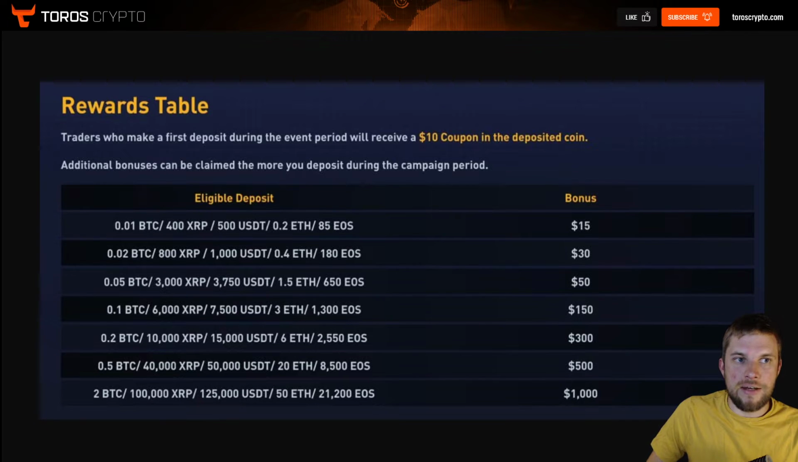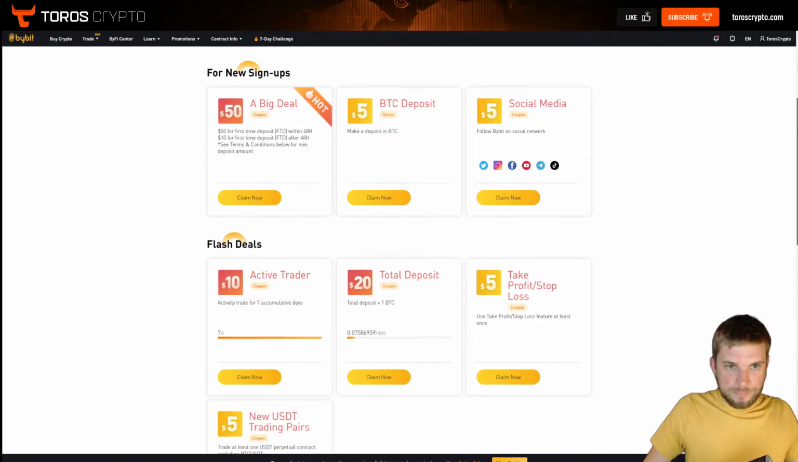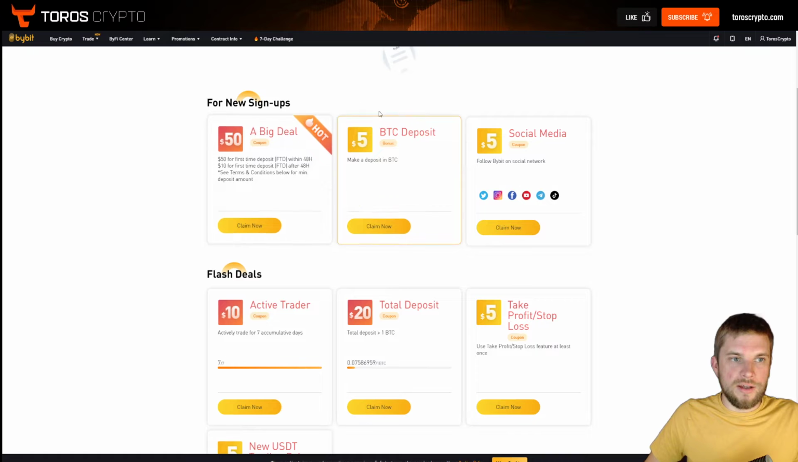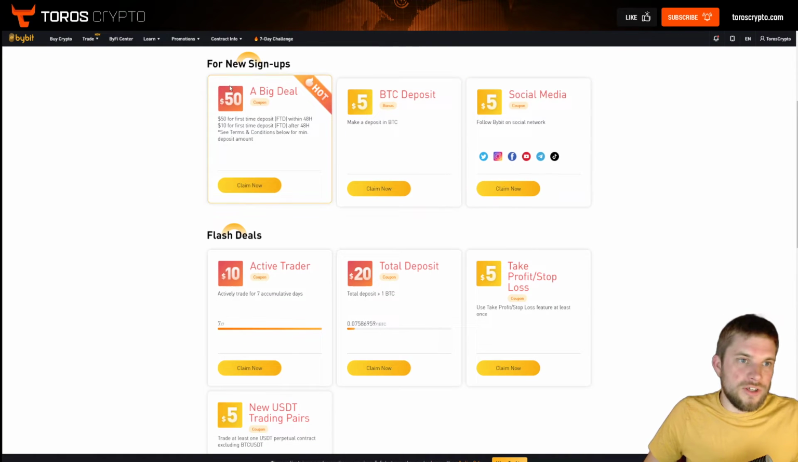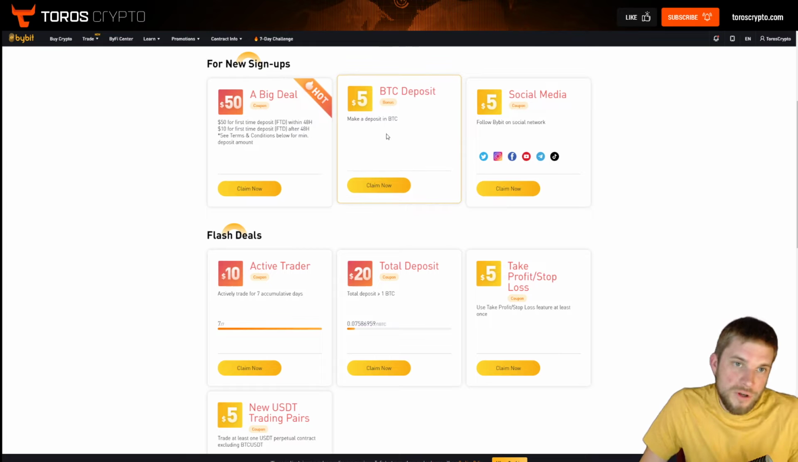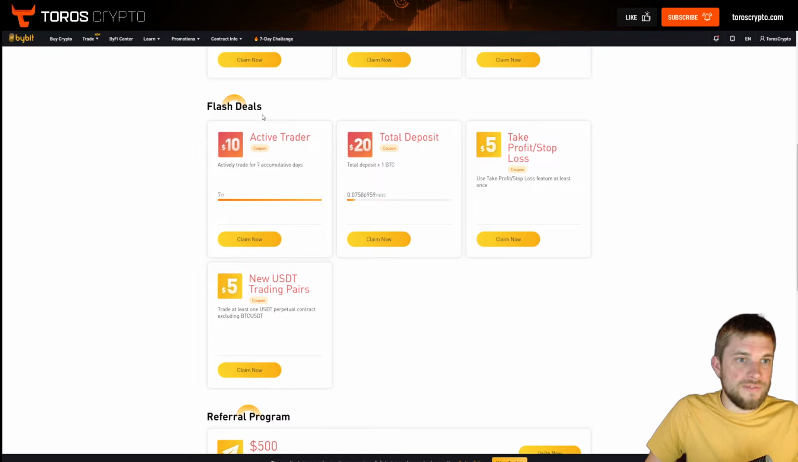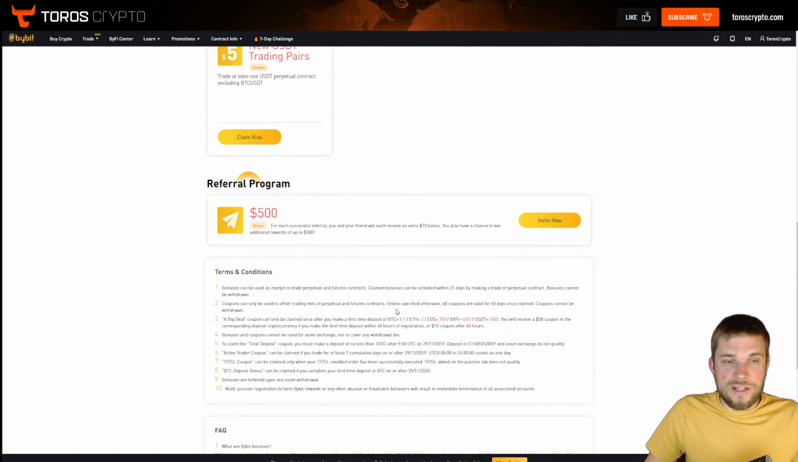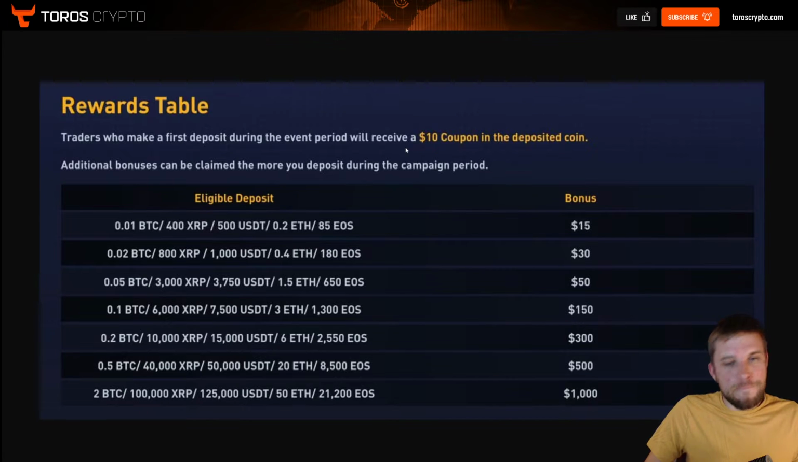And that can then be combined with their rewards hub that you see here, which gives other offers that are available. So if you deposit in BTC, you can claim an additional $5. If you're an active trader, you can receive $10 here. If you refer your friends, you can receive up to $500, and all in all this comes up to a magic $1,610 in potential bonuses that are available.